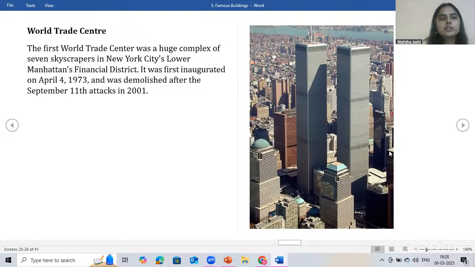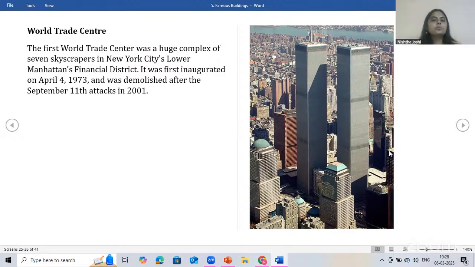Next famous structure that I want to discuss is the World Trade Center. You already know that this is the World Trade Center, the twin towers of USA, which were attacked by terrorists in 2001. These were one of the highest skyscrapers at one point in the world. The first World Trade Center was a huge complex of 7 skyscrapers in New York City. And they were demolished on September 11th, 2001, because of the attacks.